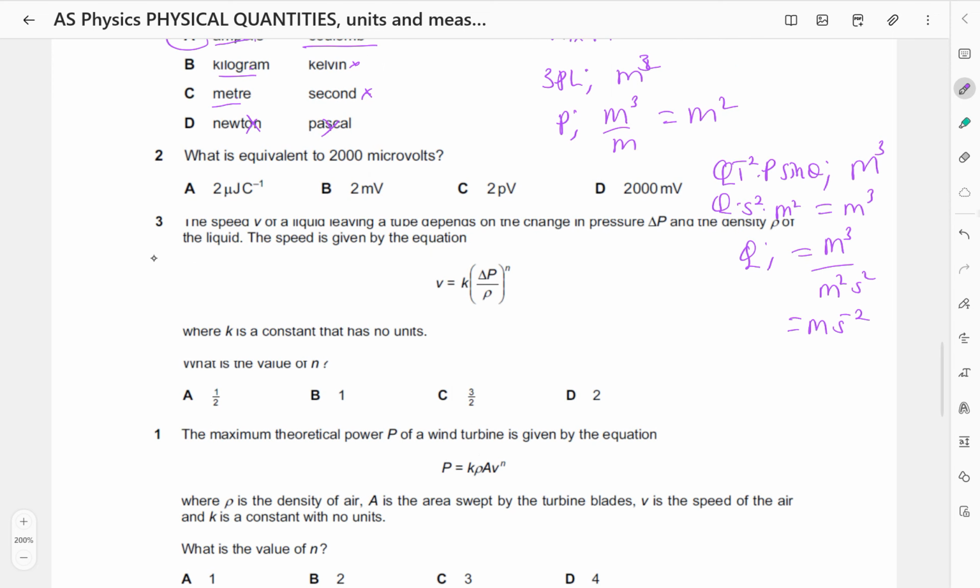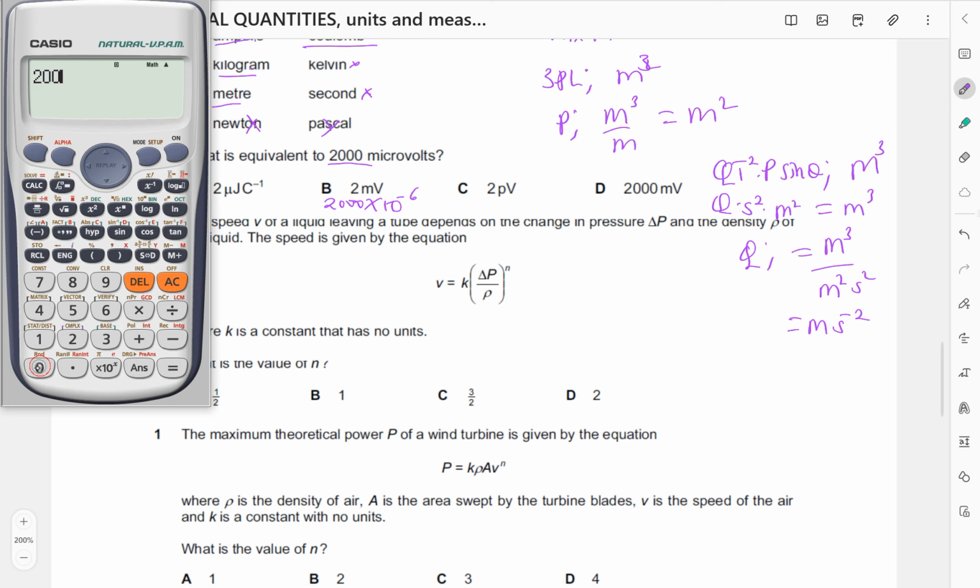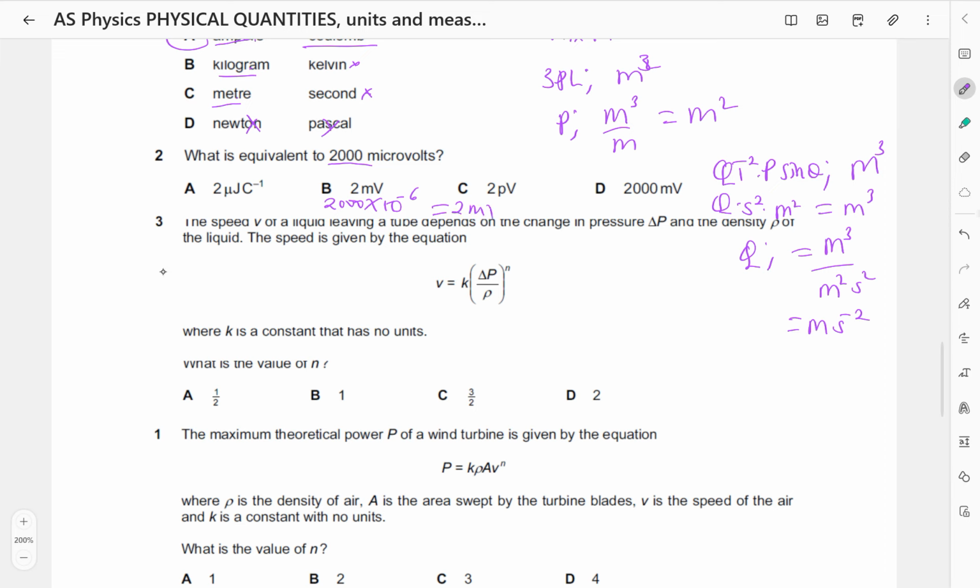What is equivalent to 2000 microvolts? Micro is 10 power negative 6. So this would be 2000 times 10 power negative 6. So 2000 times 10 power negative 6 is 2 times 10 power negative 3, which is 2 millivolts. So our answer is going to be B.